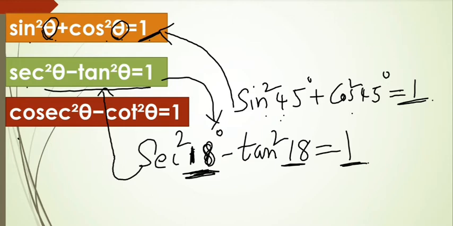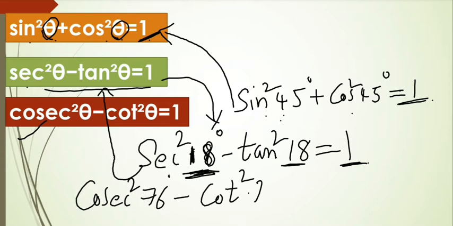Okay, like this, the third identity also. If the value is cosecant square of any angle, for example 76 degrees, minus cot square 70 degrees, if they ask, this is in this format, so we get the answer as 1. Like this, we have to remember these three identities.